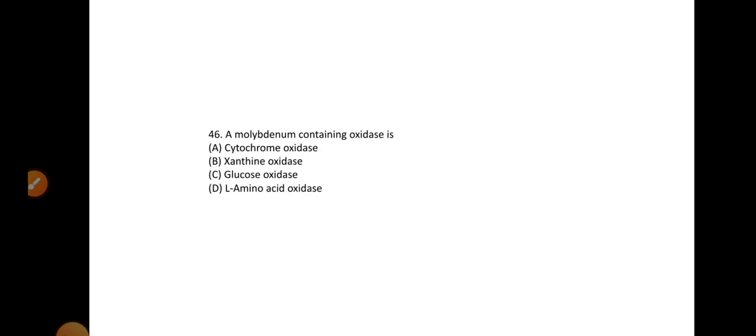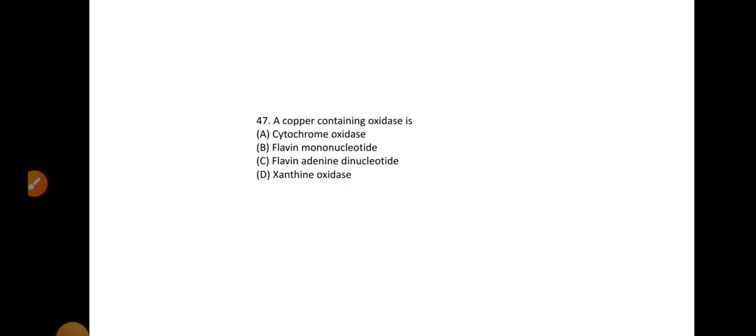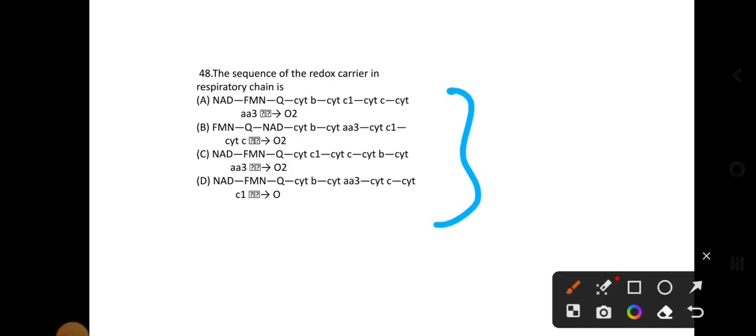46. A molybdenum containing oxidase is cytochrome oxidase, xanthine oxidase, glucose oxidase, or amino acid oxidase. 47. A copper containing oxidase is cytochrome oxidase, flavin mononucleotide, flavin adenine dinucleotide, or xanthine oxidase. The sequence of redox carriers in the respiratory chain is out of these options. You have to look for your answer. Just forget this question mark signature.